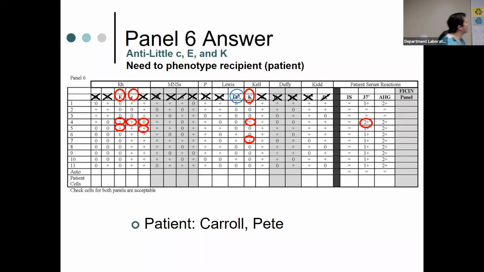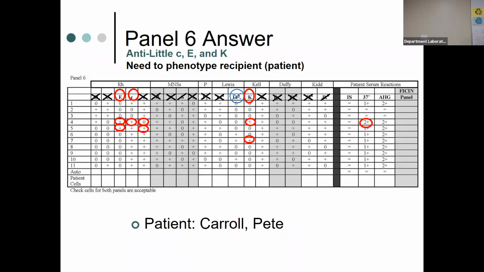Why is panel cell 4 stronger at 37 than all the other cells? Homozygous for both big E and little C. All right, I see what you're saying. So it could be little C and big E reacting there. Could it also be Kel reacting there too? Well, it's heterozygous. But then also you have Kel on this cell too. But it is a weaker reaction. So you really can't rule any of those out, right?